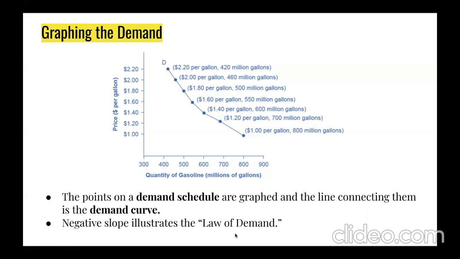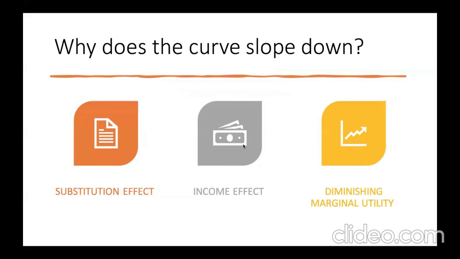We come down here, that's about 420 million gallons. So this negative slope, the fact that price and quantity are indirectly related, as one goes up, the other goes down, and vice versa, that creates this negative slope, and that illustrates the law of demand. Price goes up, quantity goes down, price goes down, quantity goes up. It's the law of demand in the negative slope. So why does this curve slope down?